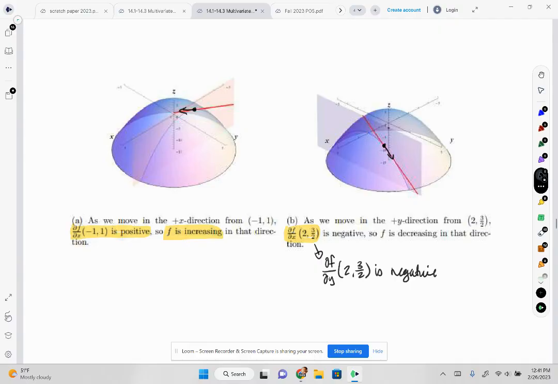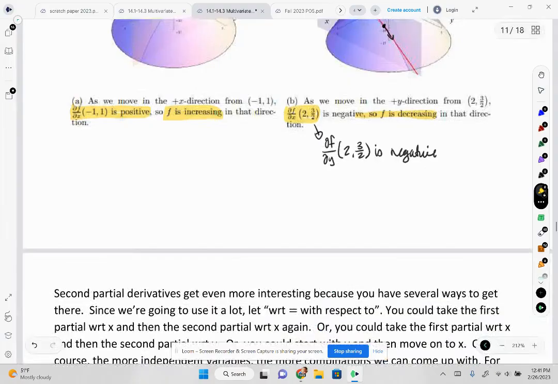Okay, so our partial derivative with respect to y, at that point, if we face in the positive y direction, we see we're going to go downhill, which means the change is negative, and f is decreasing from that point forward. Let me get my highlighter. Okay, so that's a graphical interpretation of what's going on.